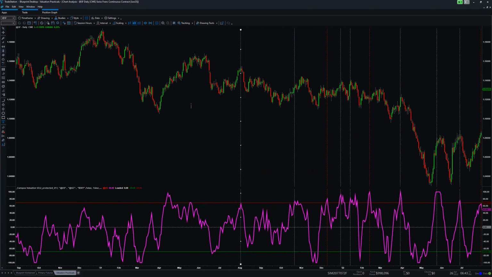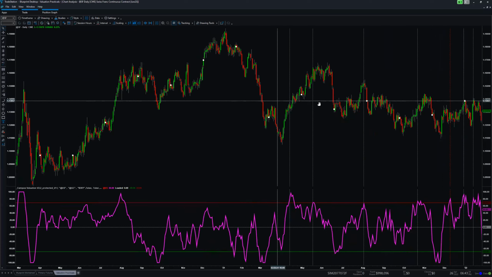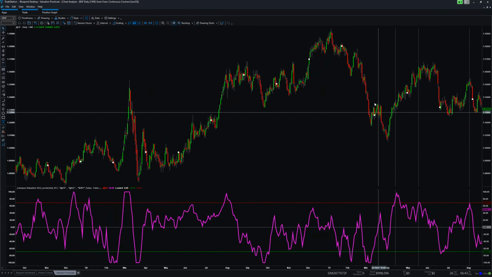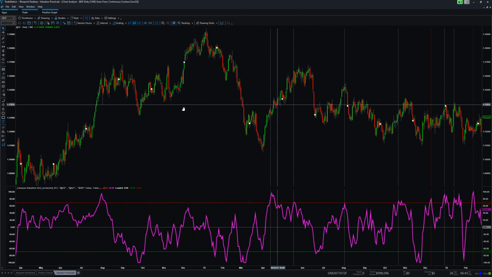Here, bang on. Here, again, few days early, but then bang on. Here, it didn't work at all. And that is the area where the trend condition changed. And so that makes a lot of sense here as well.